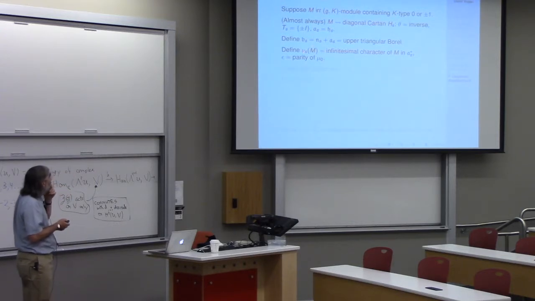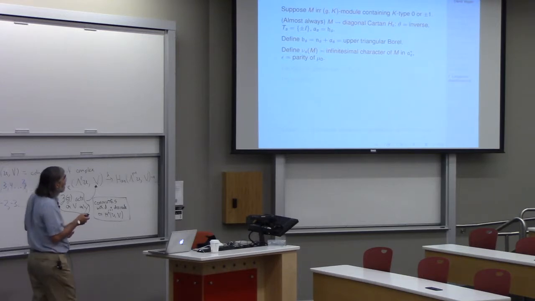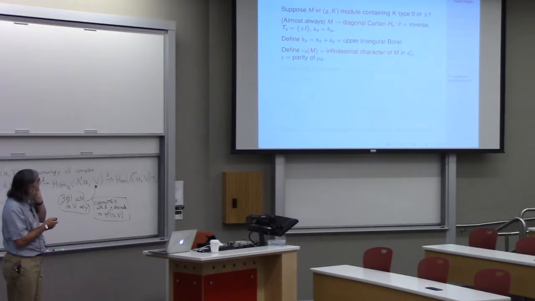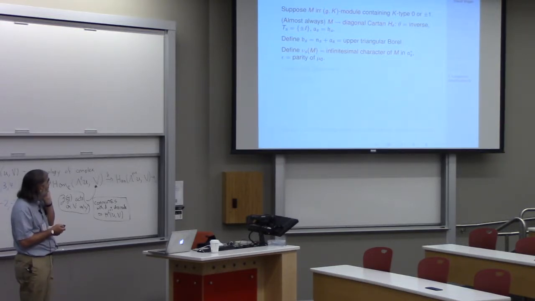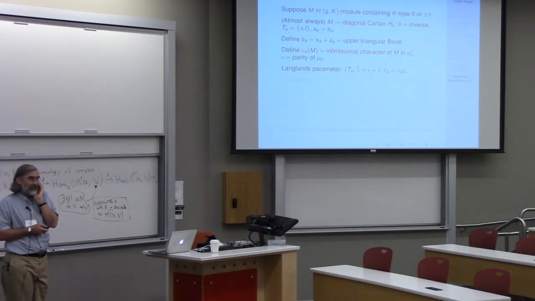I want to define a module for this Cartan. The parameter in A star, well, A star is just the dual of the Cartan. I want this nu to be the infinitesimal character of my module. And I need a character of this plus or minus one group, plus or minus the identity, and for the character there, I use the parity of the lowest k-type.